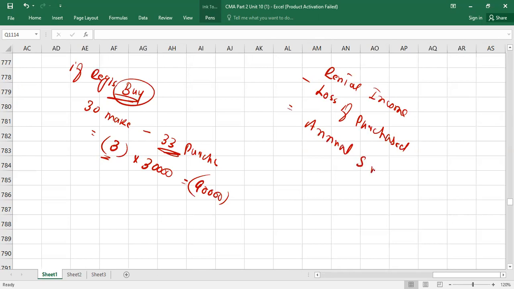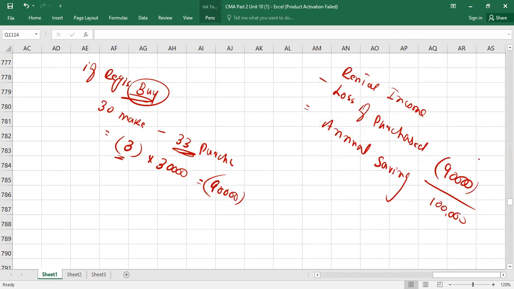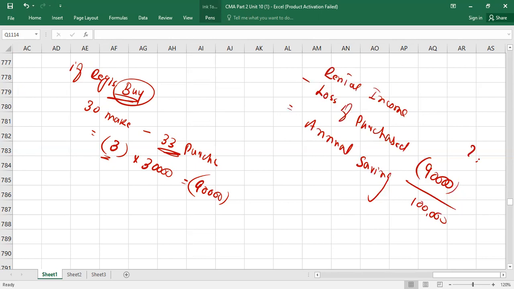And in the question, he told you the annual saving you want is 100,000. And the loss if you purchase is 90,000. What should the value here be? This is the question: what should the rental income be? So rental income should be 190,000, because if you deduct 90 from 190, it will give you 100,000.